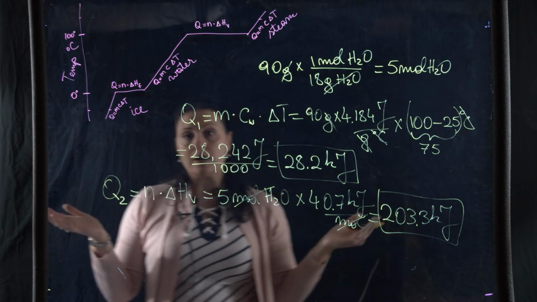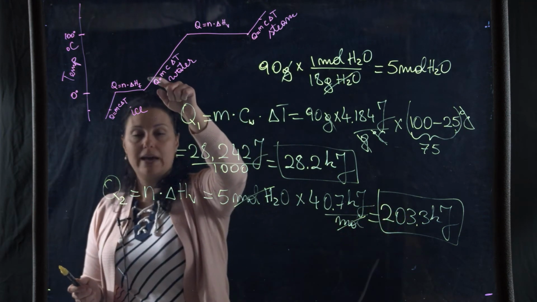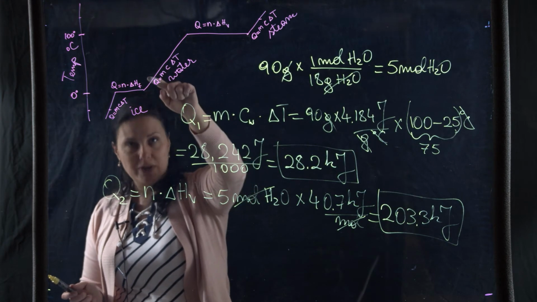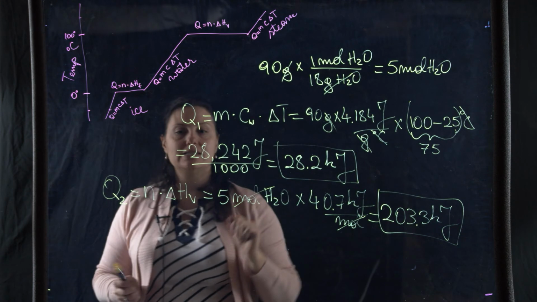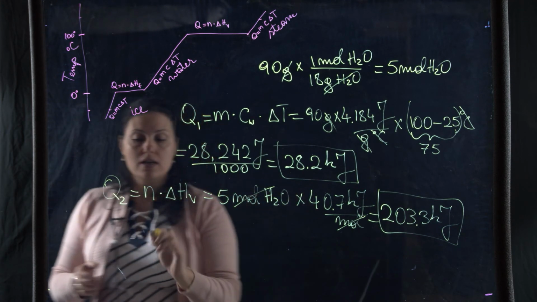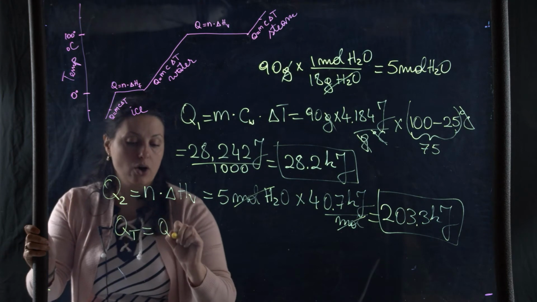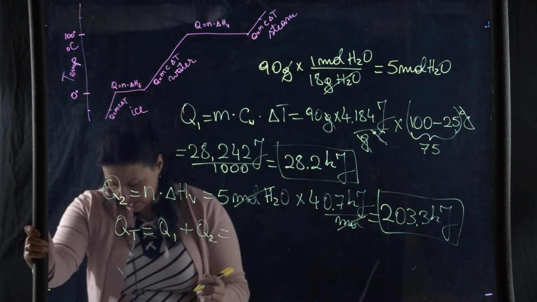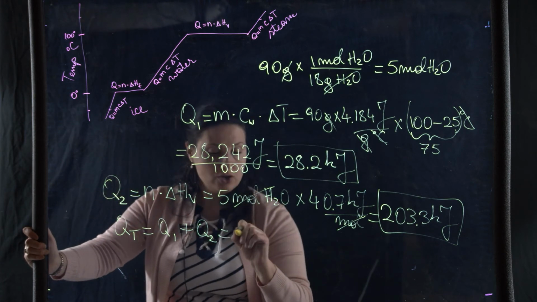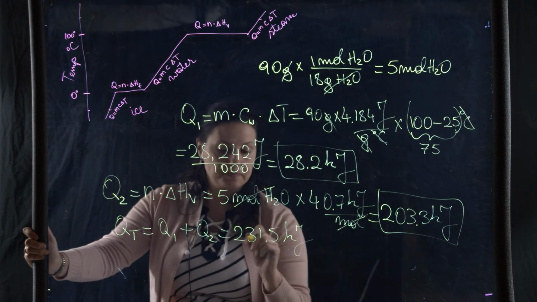And I stop there. That's all the question is asking. Taking water from 25 degrees all the way to steam at 100 degrees. And I just did that. The last part then is to do the total. Q total is only 2 steps, Q1 plus Q2. So if you add both of these up, you should get 231.5 kilojoules.